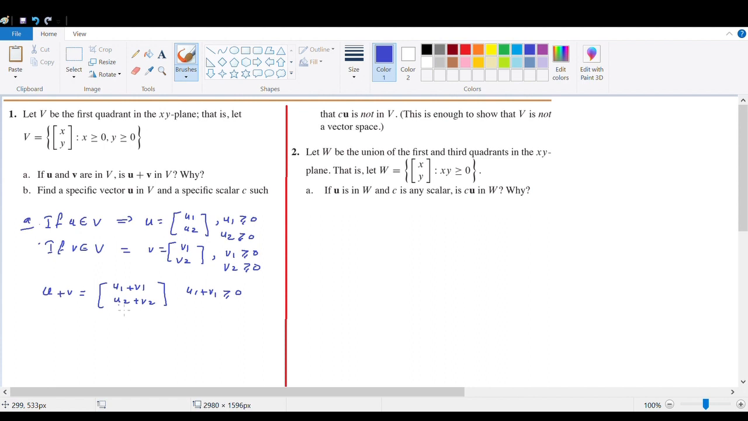Similarly, if u2 is greater than or equal to 0 and v2 is greater than or equal to 0, then u2 plus v2 is also greater than or equal to 0. From here we conclude that u plus v is in V, since the sum of non-negative numbers is non-negative.